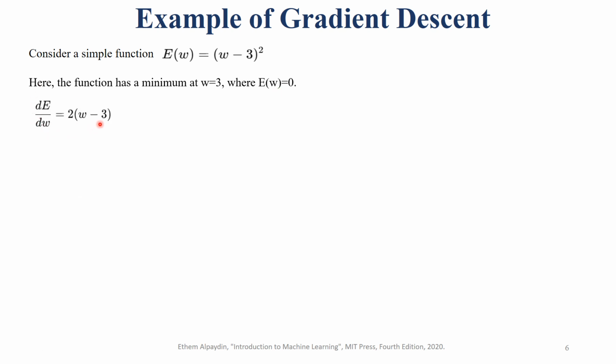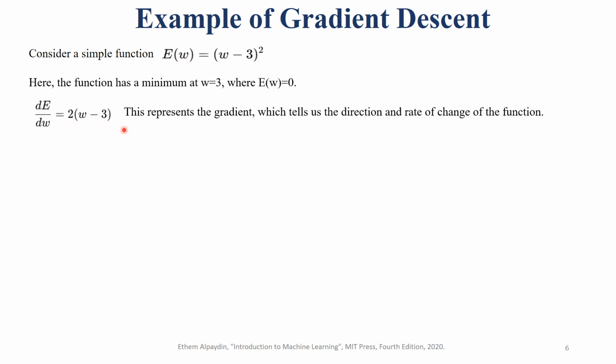The gradient is computed as the derivative of the function. Here the function is (W minus 3) squared, so the derivative is 2 into (W minus 3). This is the gradient which is telling us the direction and the rate of change of the function. The value of W gets updated as W old value minus eta into the gradient.